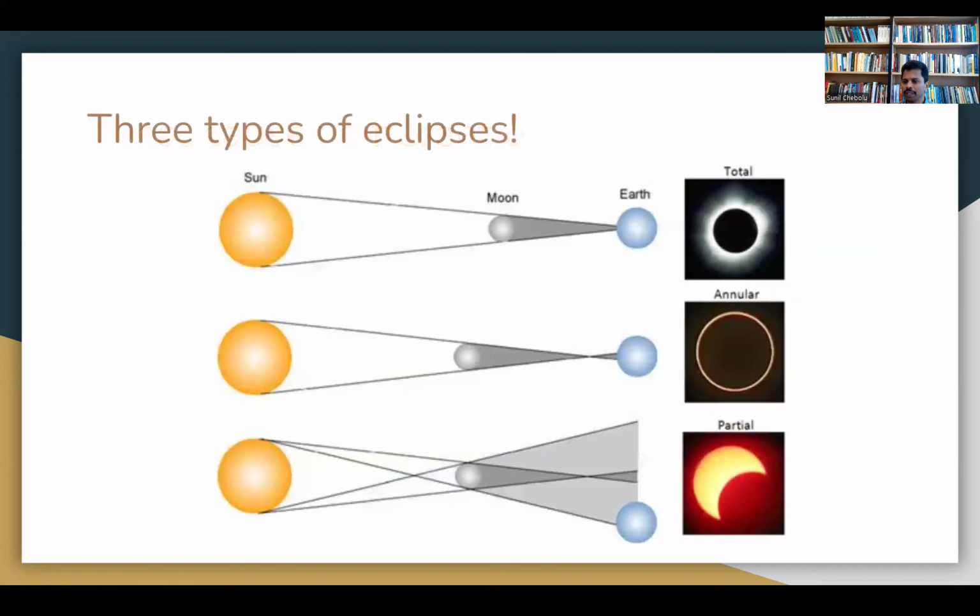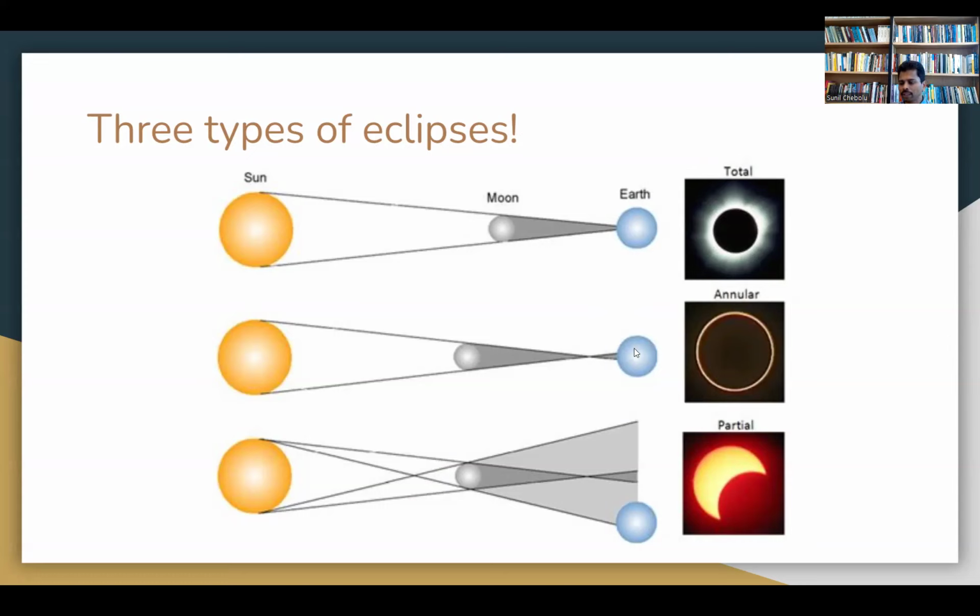And typically, there are three types of eclipses. One is a total eclipse, when the moon is right at a place in between sun and Earth for people who are in the umbral region to see a complete eclipse. So this darkest shadow of the moon is called the umbral region, and outside it will be the penumbral region.